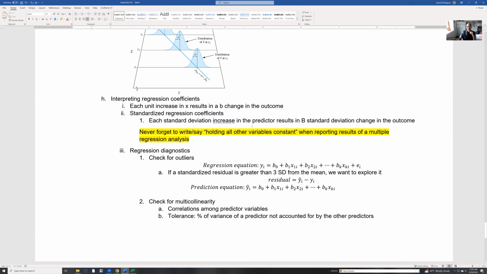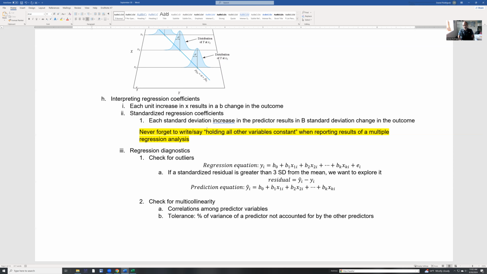We talked about how to interpret the effect of a predictor on an outcome just a moment ago when I gave you that example. That's with one predictor variable and one outcome variable. When I have more than one predictor variable, we still focus on just one predictor at a time.